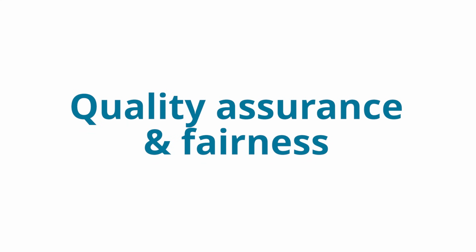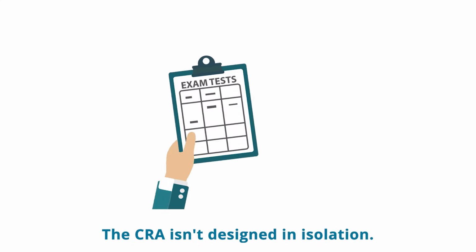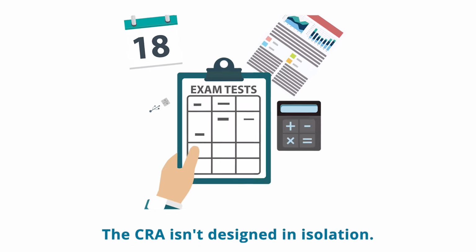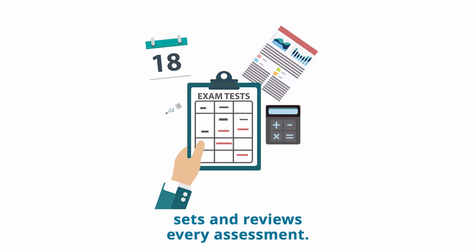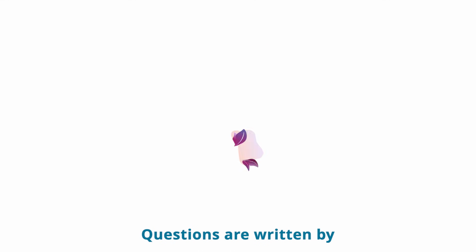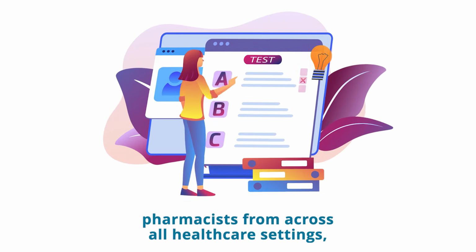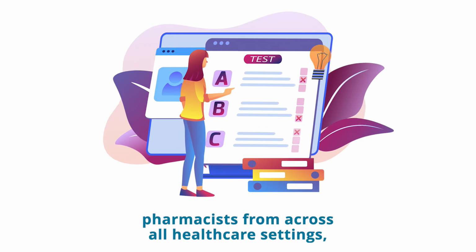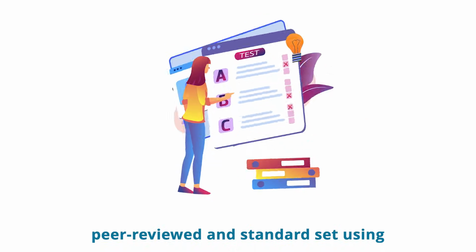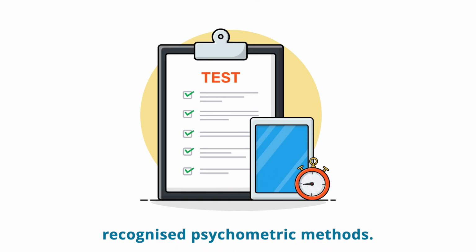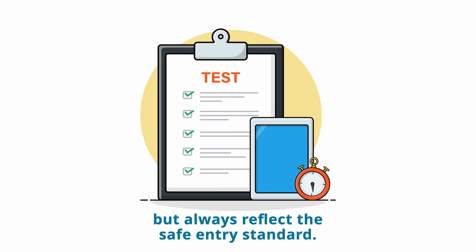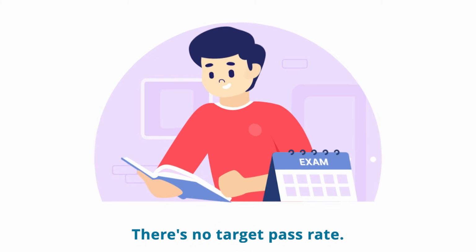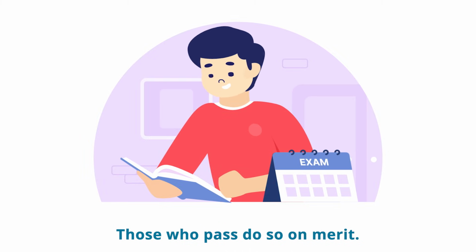Quality assurance and fairness. The CRA isn't designed in isolation. A board of assessors, including practicing pharmacists, sets and reviews every assessment. Questions are written by pharmacists from across all healthcare settings, peer-reviewed and standard set using recognised psychometric methods. Pass marks change slightly each year depending on difficulty, but always reflect the safe entry standard. There's no target pass rate. Those who pass do so on merit.